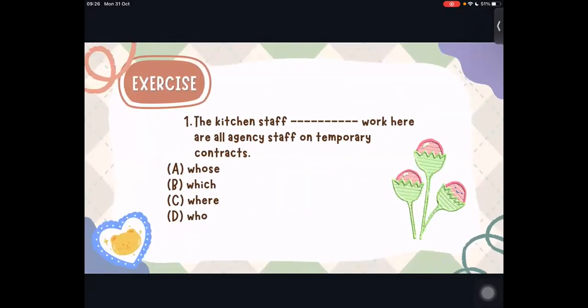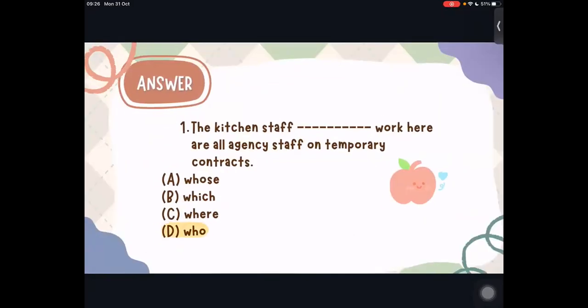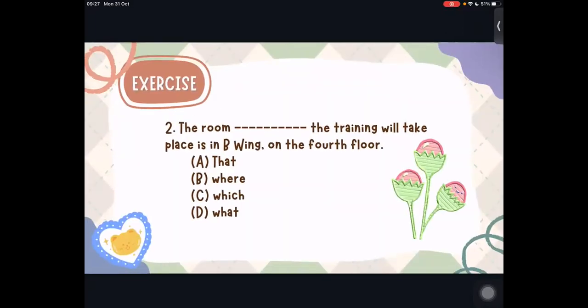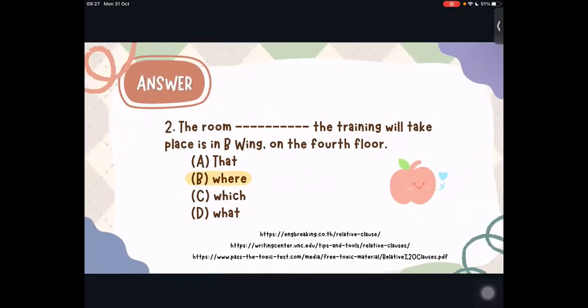For the exercise, question number 1. The kitchen staff work here are our agency staff on temporary contracts. The answer is who, because the kitchen staff are people. That's why the answer is who. And question number 2. The room the training will take place is in B wing on the first floor. The answer is B, where, because the room is a place. That's why we use where.